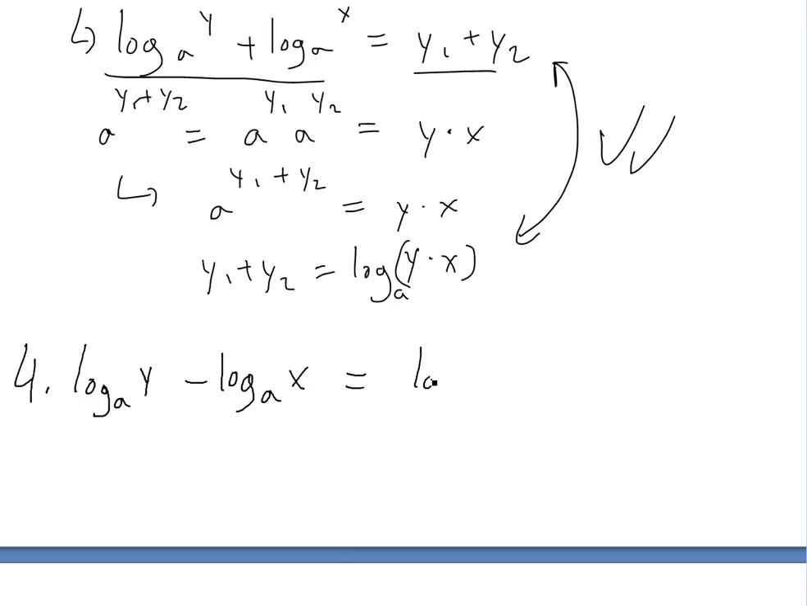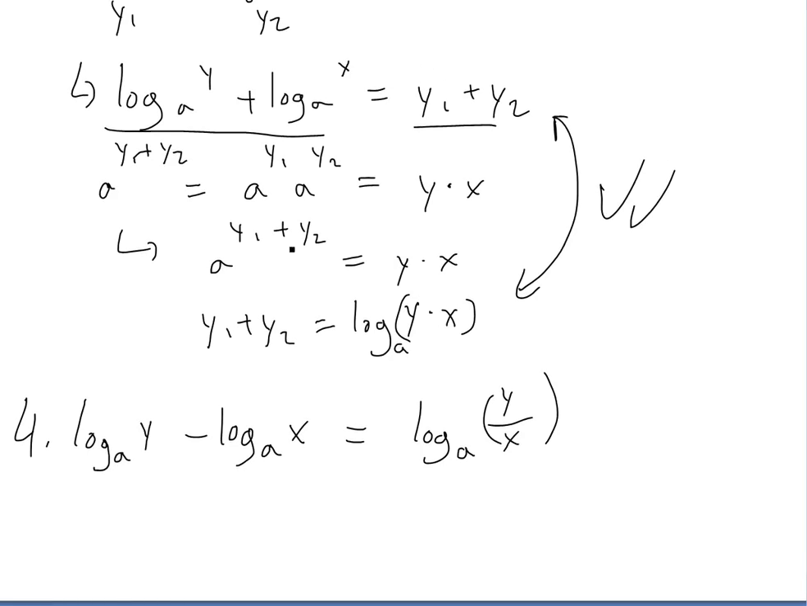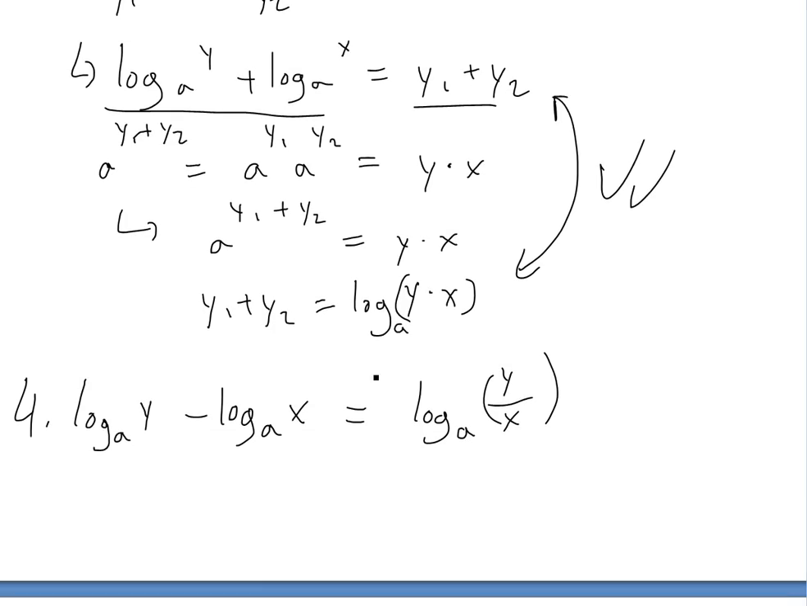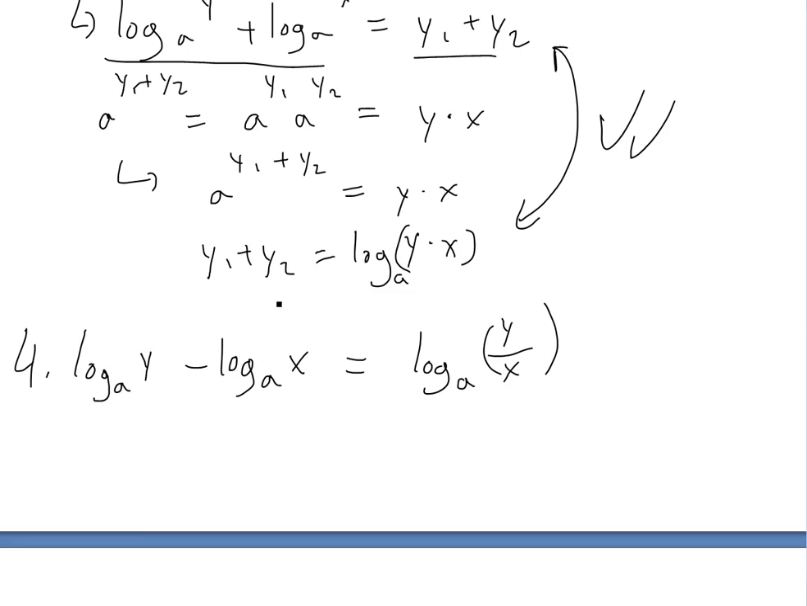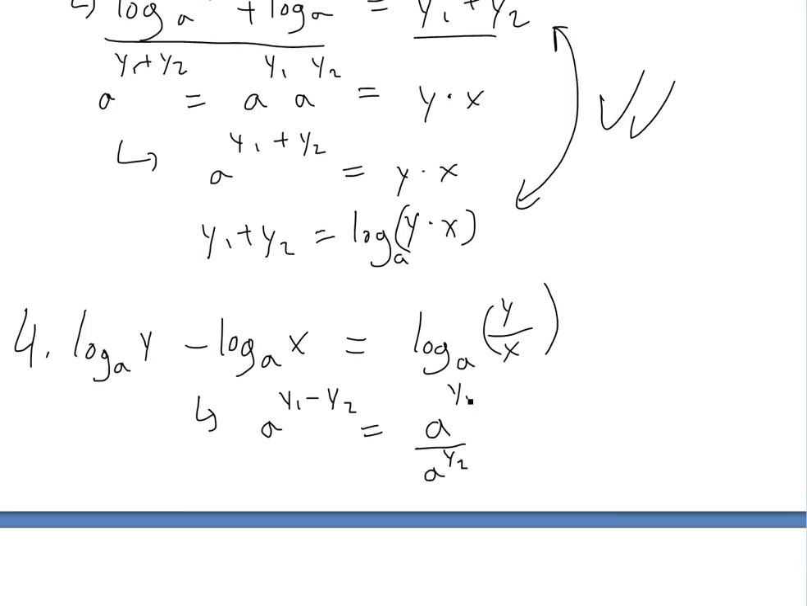Now the fourth one: log_a y minus log_a x just equals log_a of y divided by x. This is a similar proof to the previous one. We go up here, except now we have y1 minus y2, which will equal a^y1 divided by a^y2. If you see my other video on exponential functions, you'll see that it's divided, and this would equal y divided by x.